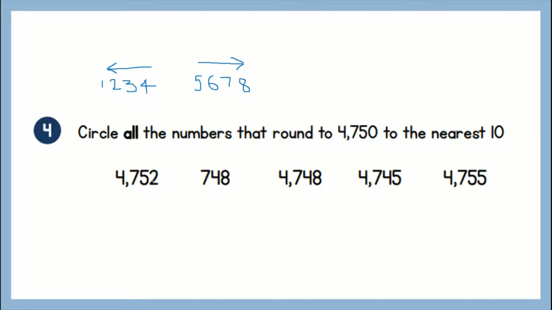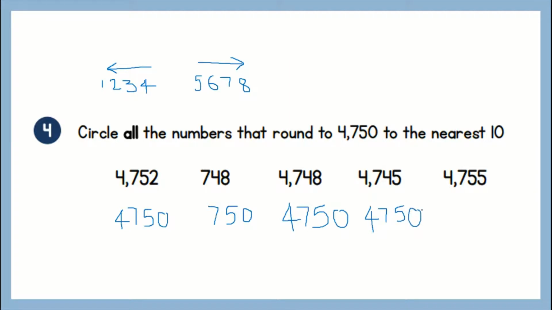So here the ones column is a 2, so we're going to round down. So it would be 4,750. This one, because it's an 8, we're going to round up. So this would be 4,750. Next one, we're going to round up again, 4,750. This one also rounds up, 4,750. But this one also rounds up, 4,760.